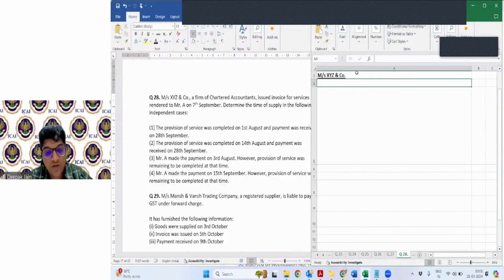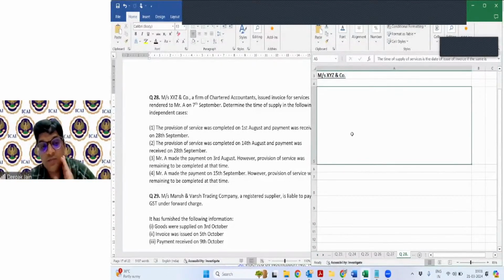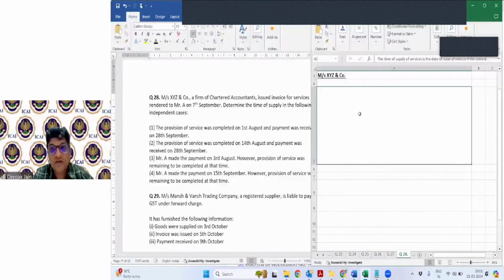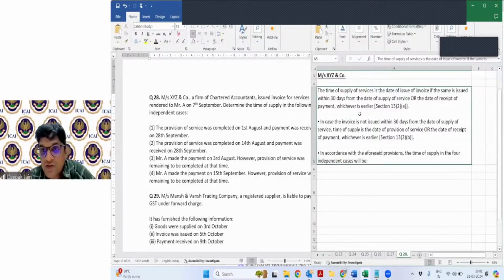First August. Okay. 7th September, date of issue of invoice, is later than the date of provision. Okay. So let us mention the provision. Since we have to dwell into time of supply for all of this, we will first mention the time of supply for services so that the examiner knows that we know the provision, and then we are answering the question.